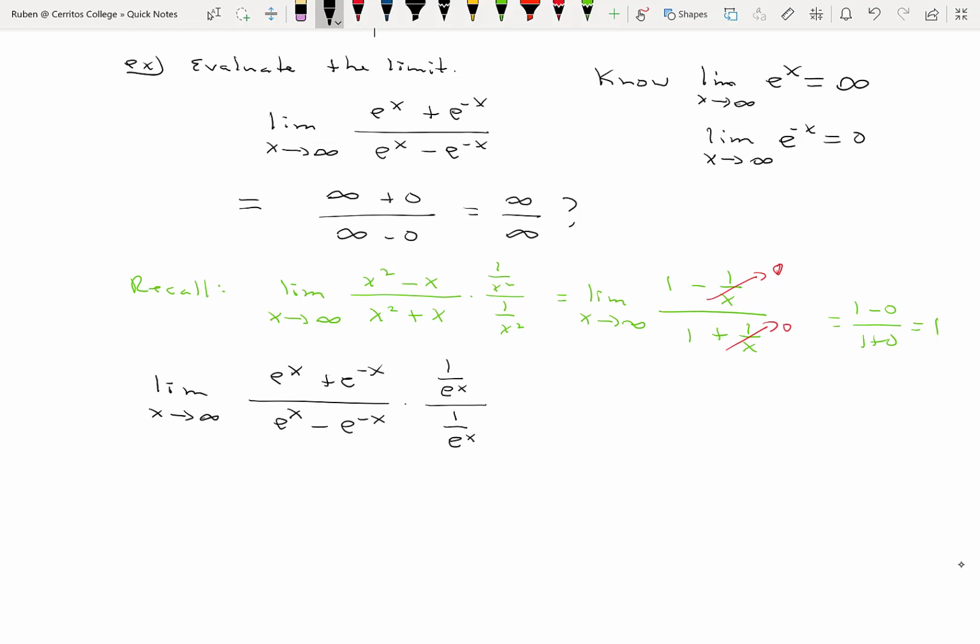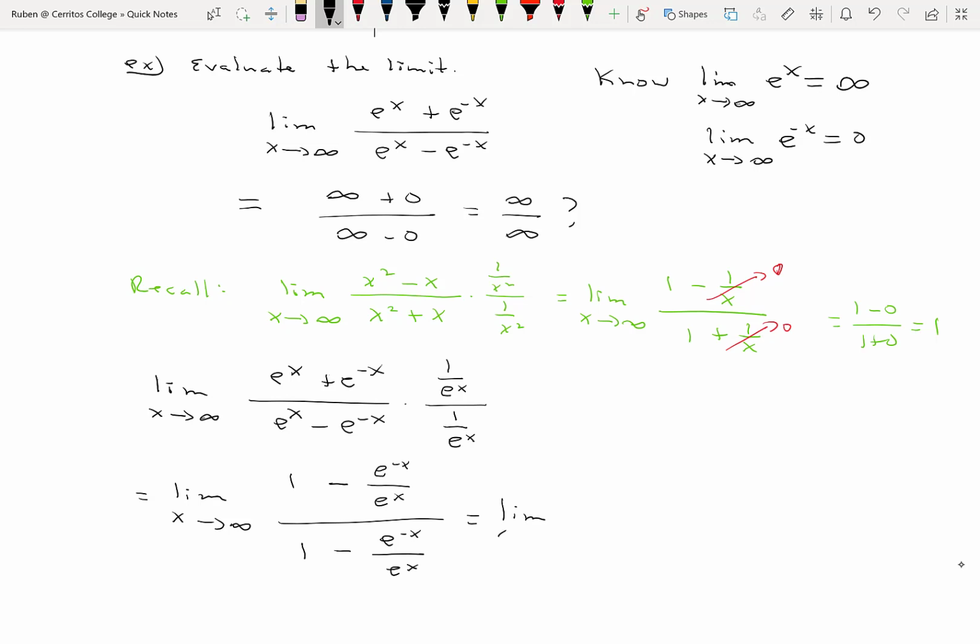So if I take the numerator and denominator and divide by e to the x, I get the limit as x approaches infinity, distribute the 1 over e to the x, minus, now we have e to the minus x over e to the x. 1 minus e to the minus x over e to the x.